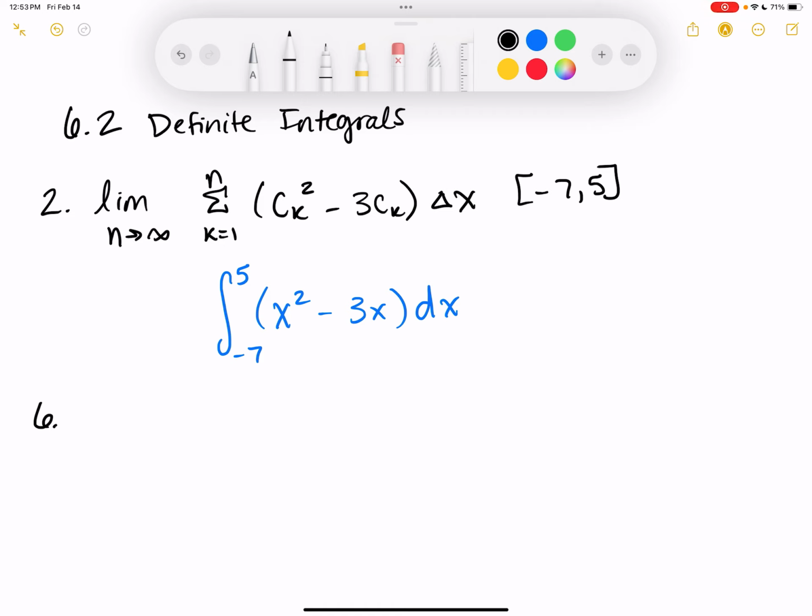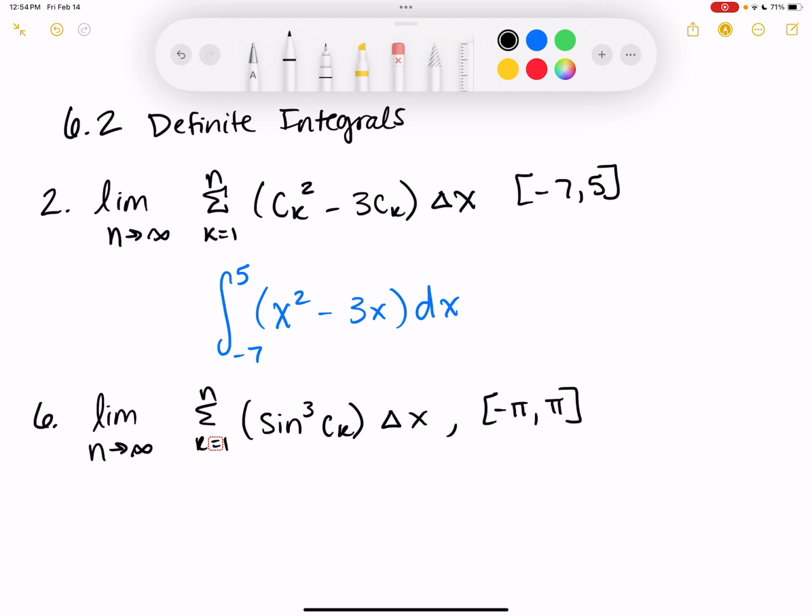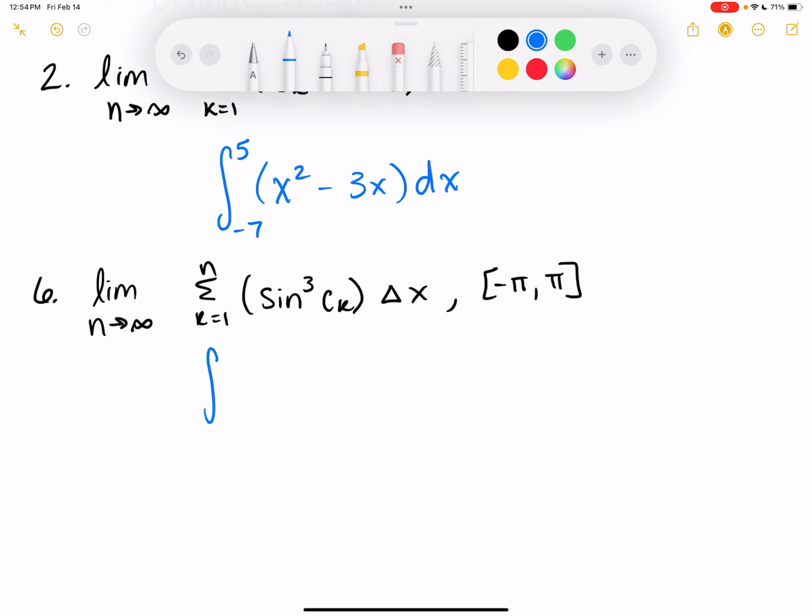Trying to pick the right color to draw this in. So number 6, the limit as n approaches infinity of the sum from k equals 1 to n of sine cubed of c sub k delta x for the interval -pi to pi. So we have the integral from -pi to pi of sine cubed of x dx.